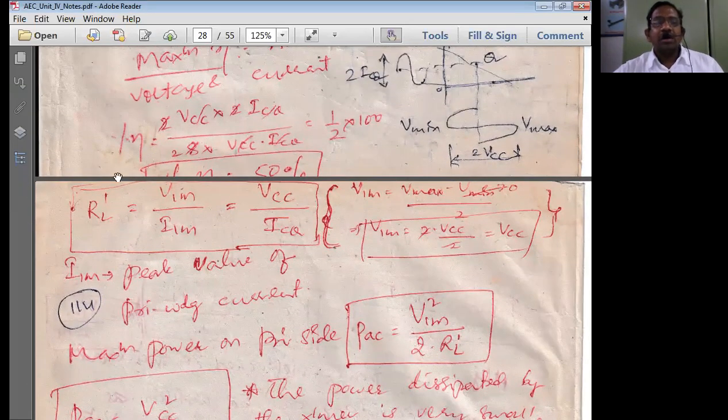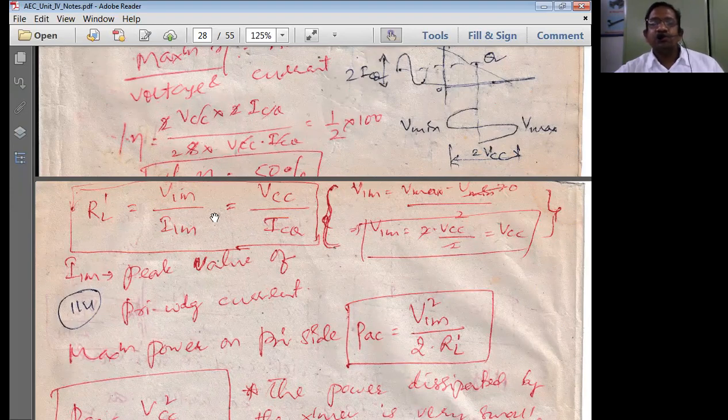Now, what about RL dash? With the simple formula of voltage by current, I can write V1M by I1M. V1M is the single peak maximum voltage, which is VCC. The single peak maximum current is equal to ICQ, because peak to peak is 2 ICQ. Here peak to peak is 2 VCC. So I can simply write it like this.